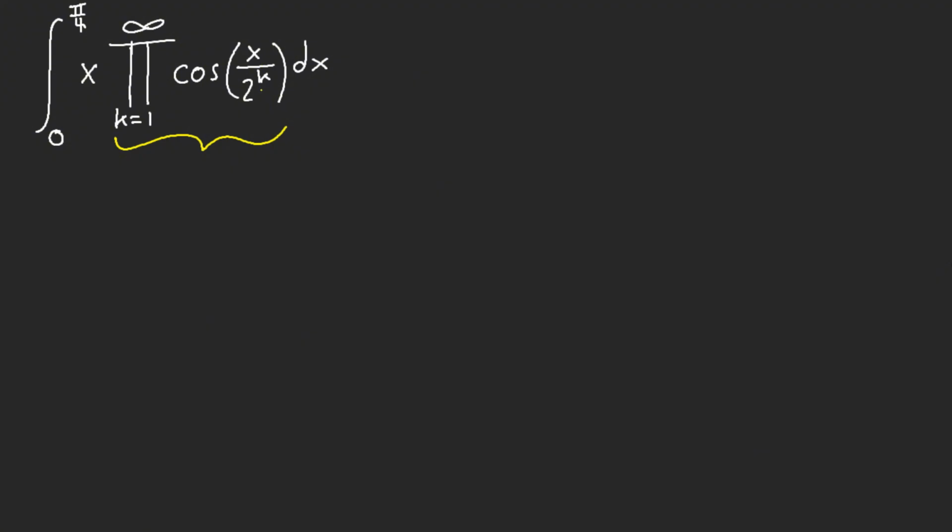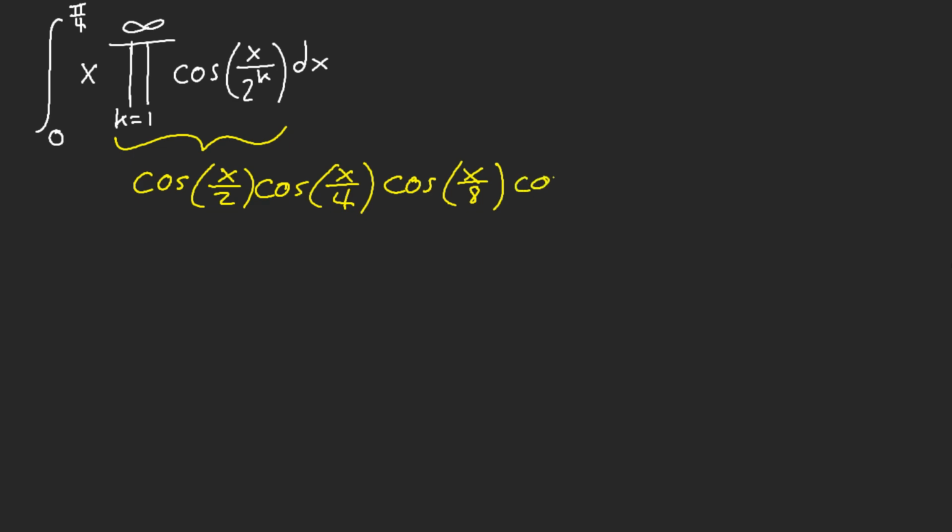Okay, so we have cosine of what? Plug in 1, let k equal 1. We get cosine of x over 2. Okay, and then we have times cosine of x over 4. Then cosine of x over 8. Cosine of x over 16. And then it goes on, all the way up to cosine of x over 2 to the power of n. Okay?